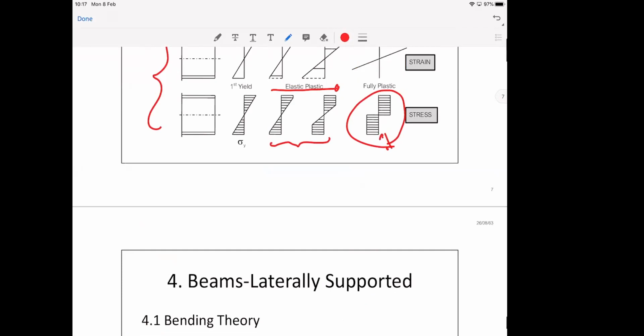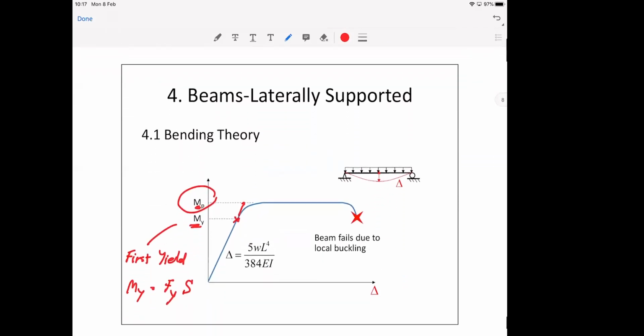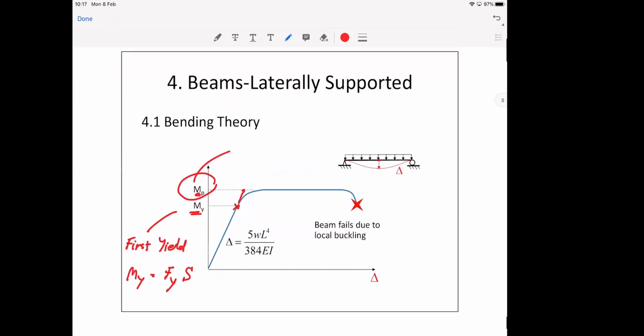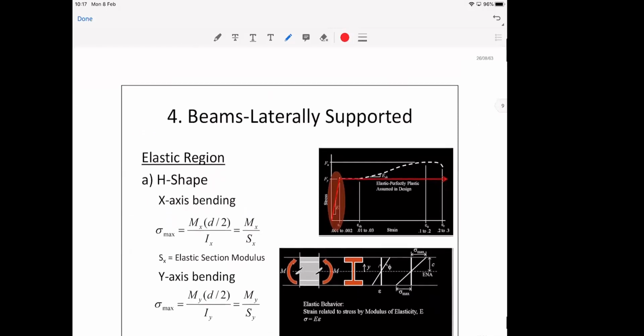The plastic moment is based on this stress distribution. Okay, and apparently plastic moment is equal to Fy multiplied by Z, or plastic section modulus. Okay, so that's what we are going to be focusing ourselves on.